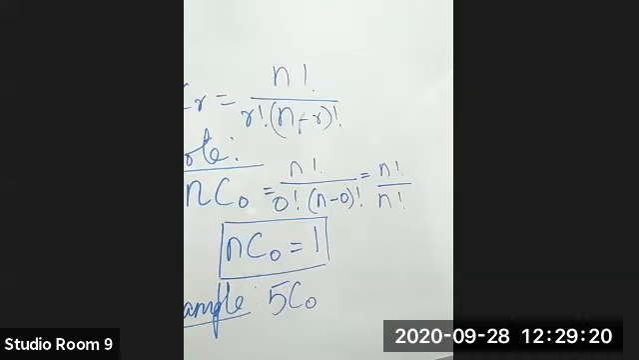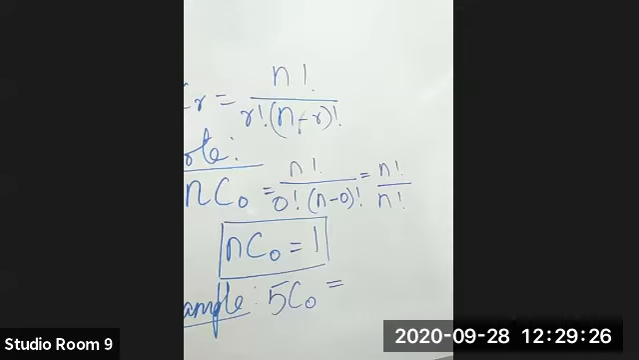Others, is it clear, children? Is it okay? Now tell me what is 5C0? Sania?